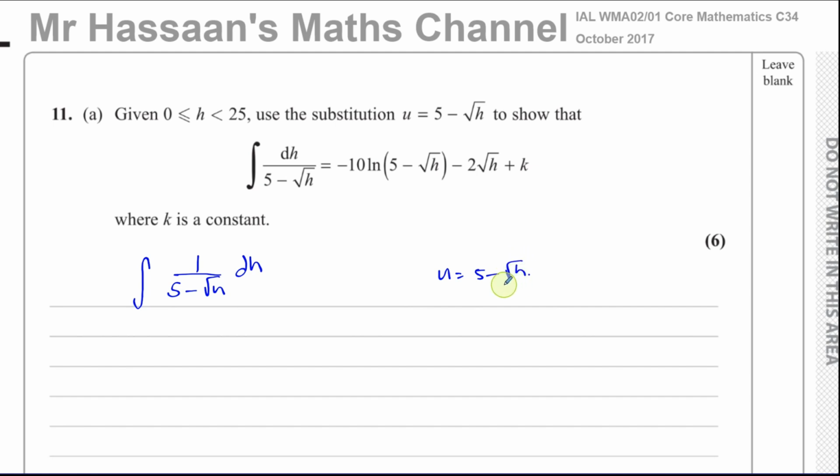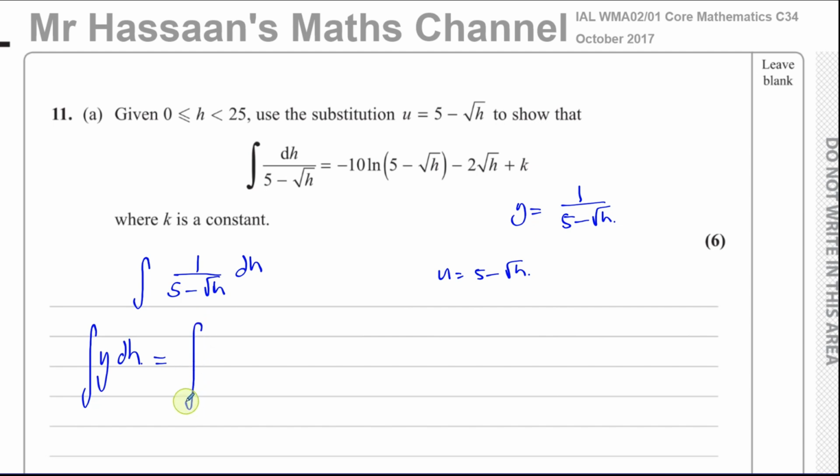So here we have the thing that we have to integrate, as some function of h. Let's say y equals 1 over 5 minus root h. And our objective is to take this y and integrate it with respect to h. But we have to introduce a substitution of letter u.